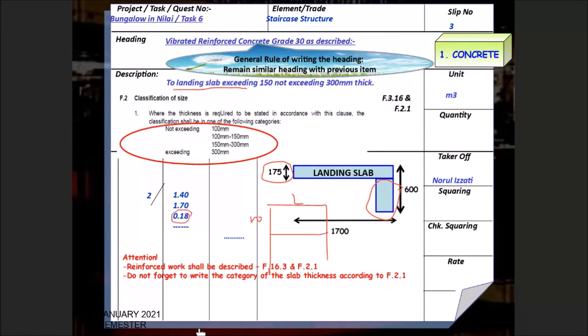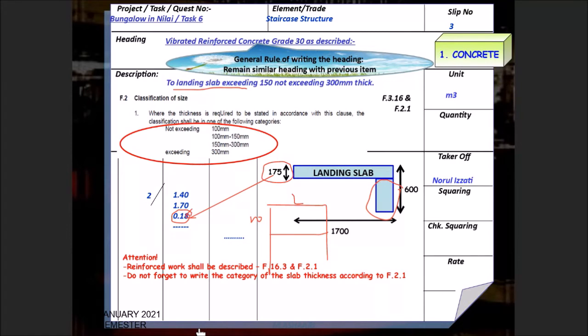Round up to 2 decimal places. Don't forget to round off to 2 decimal places. Same goes to the first one. A lot of students just write down 1.4, but the correct one is 1.40. Okay, what is the difference between this description and the previous one?